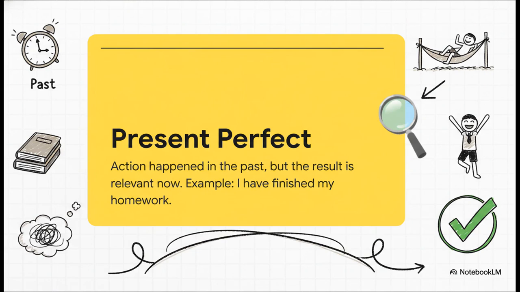Okay, let's move on to one that can be a little tricky, the present perfect. The best way to think about this one is like a bridge. It connects something that happened in the past to right now, to the present. The action itself is over, but the result is what's important now. So if I say, I have finished my homework, what am I really saying? I'm saying I'm free now. The focus isn't on when I finished, it's on my current situation.